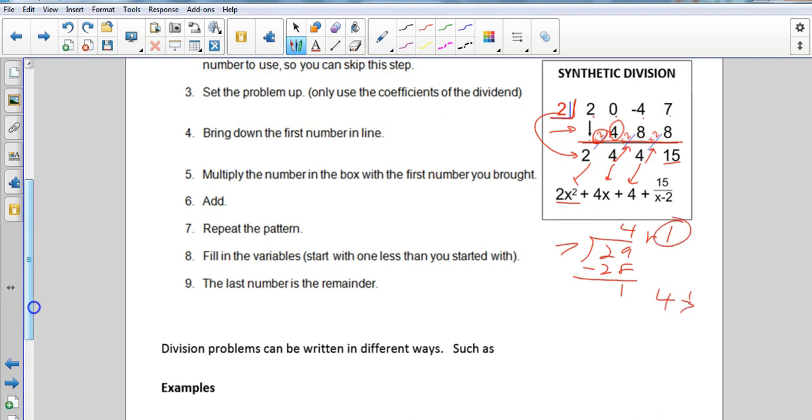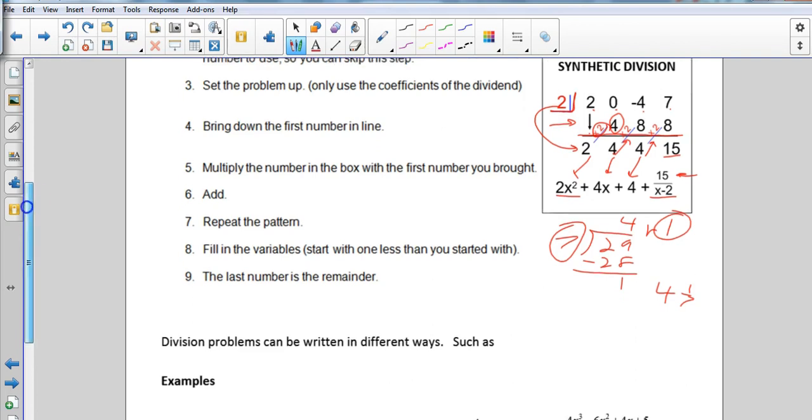This number is our numerator, that number is our denominator. And we're not doing anything really different here. 15 is our remainder, it becomes our numerator, and the x minus 2 was our original denominator, so it's the denominator of our answer. So really, it's just a more advanced version of what you learn in grade school.